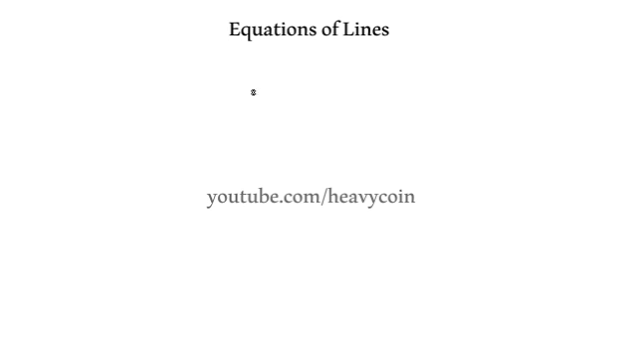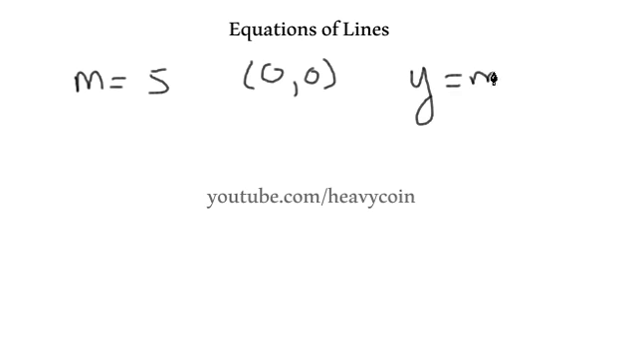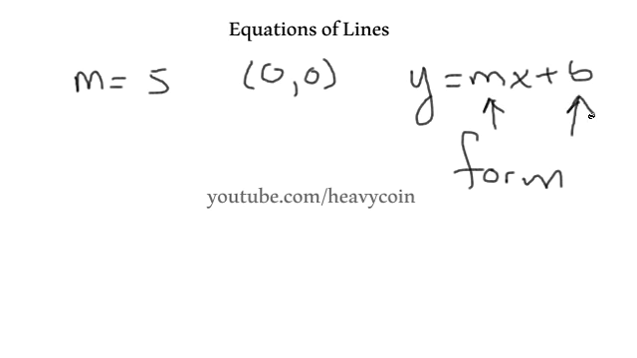Now there's something else that needs to be mentioned. When we were given 2 points or a slope, say for example m is 5, and a point, we wanted to find y is equal to mx plus b. Now this form right here is the slope-intercept form. This is the slope and this is the intercept. This is known as the slope-intercept form.